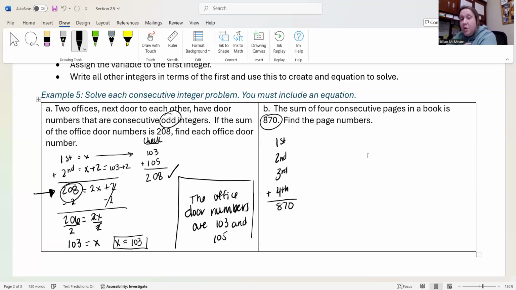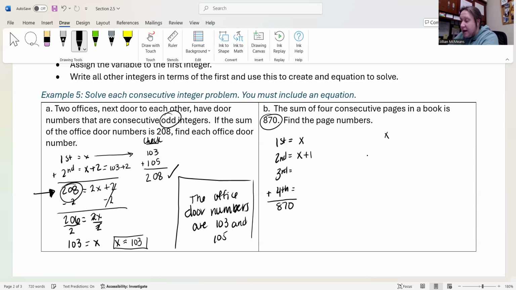Okay? Now, we were also told that these are just 4 consecutive pages. They're not consecutive even, they're not consecutive odd, they're just one page right after the other. Now, I told you previously that when I do consecutive integers, I always assign the variable to the first integer. I just say the first integer is x. And if I want to get to the very next integer, I just add 1. Now, if I want to get to the next integer, I add 1 more.